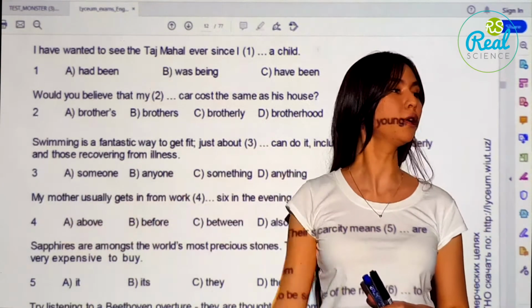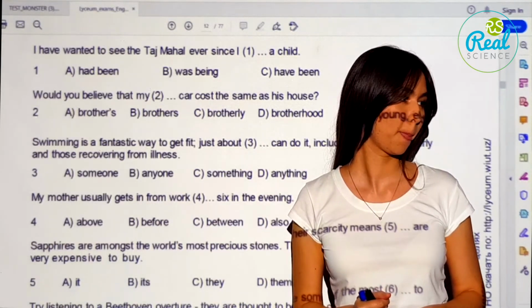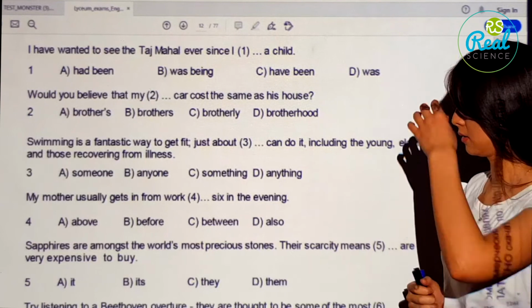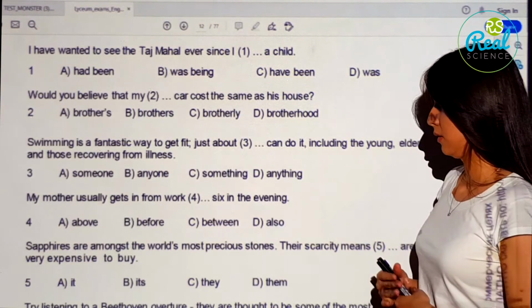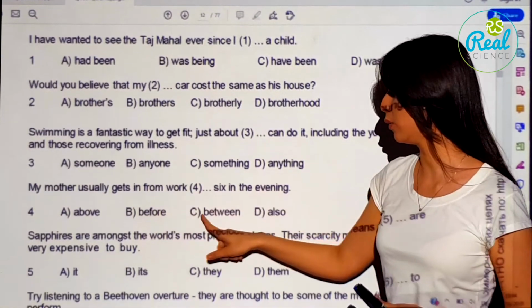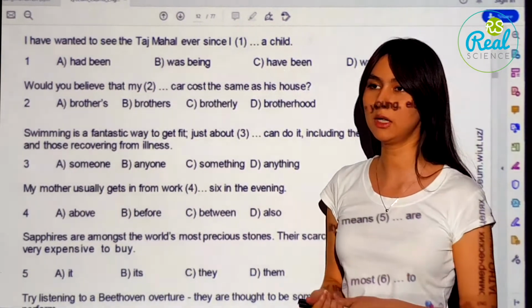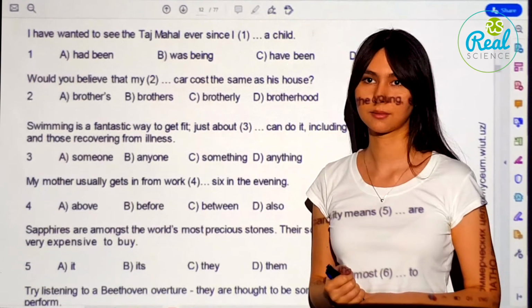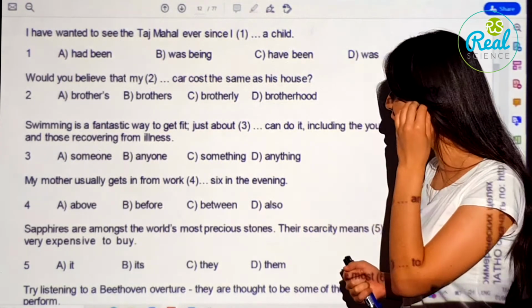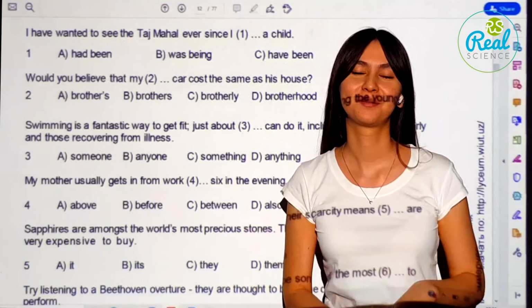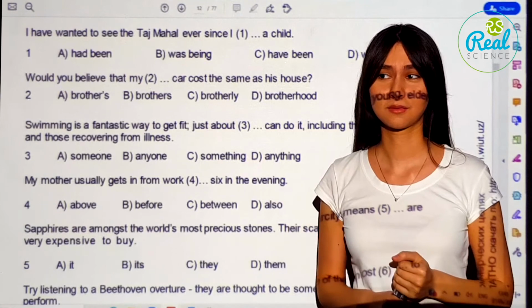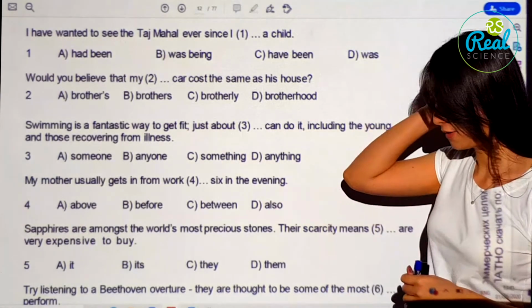Anyone. So fourth. Who wants to read the fourth? Can I read? Yes. My mother usually gets in from work before 6 in the evening. Very good. The correct answer B1. Why is it not "between 6 in the evening"? Because it's illogical. Okay, very good. What about "above"? Above. We don't say it in time. Yes, correct. Very good.